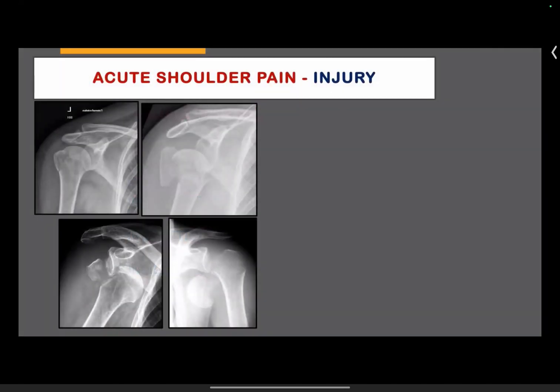So again, acute shoulder pain injury. Obviously, I'm just showing you a medley of different kinds of fractures. Undisplaced greater tuberosity fracture, fracture dislocation 3-part. This is again a fracture dislocation. And then this one is like a decapitated kind of thing. So you'll definitely be worried about the vascularity of this, and it would need follow-up surveillance to see if there's any AVN of the humeral head.